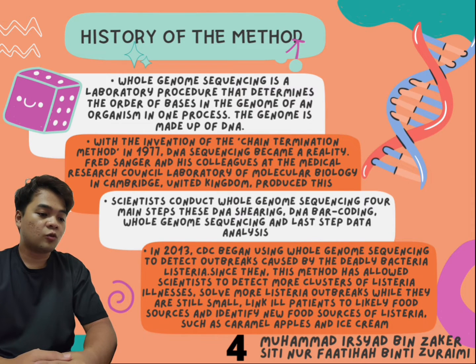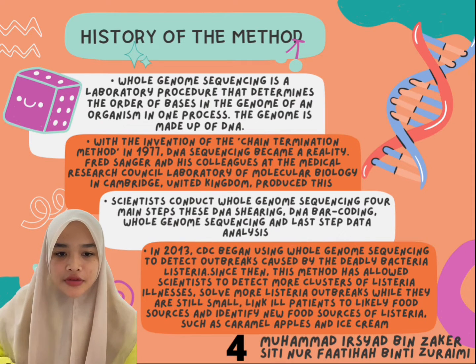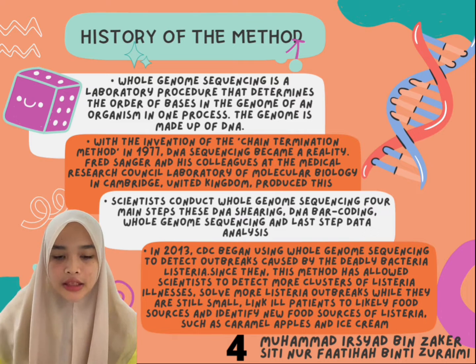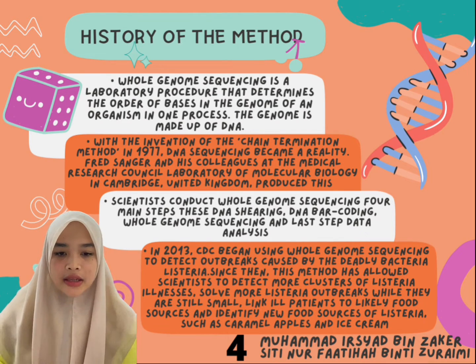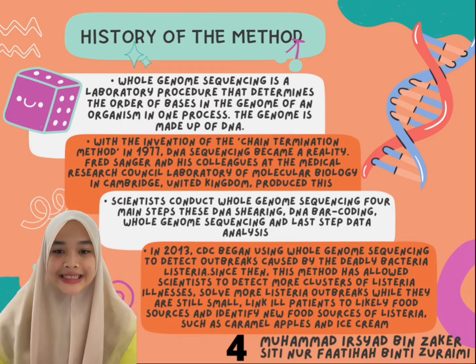Scientists conduct whole genome sequencing in four main steps: DNA shearing, DNA barcoding, whole genome sequencing, and lastly data analysis. In 2013, the CDC began using whole genome sequencing to detect outbreaks caused by the deadly bacterium Listeria. Since then, this method has allowed scientists to detect more clusters of Listeria illness, solve more Listeria outbreaks while they are still small, link ill patients to likely food sources, and identify new food sources for Listeria, such as caramel apples and ice cream.